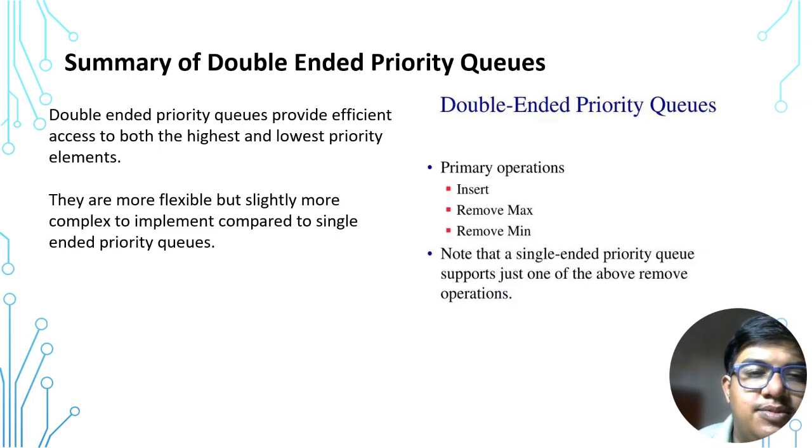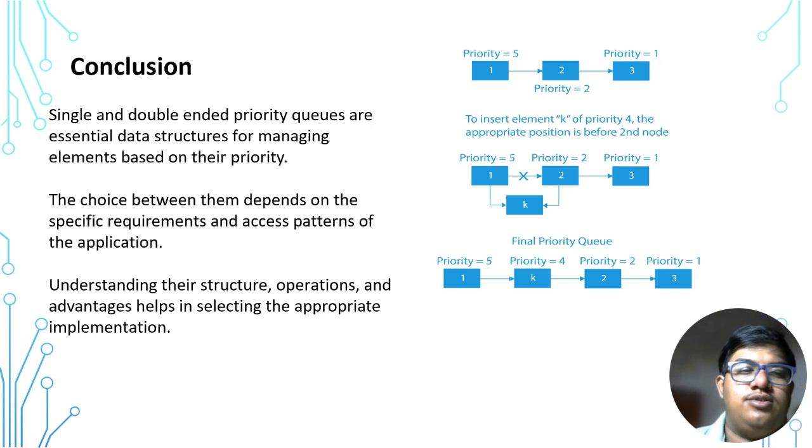Let's move on. So, in conclusion, single and double-ended priority queues are essential data structures for managing elements based on their priority. The choice between them depends on the specific requirements and access patterns of the application. Understanding their structures, operations, and advantages helps in selecting the appropriate implementation.